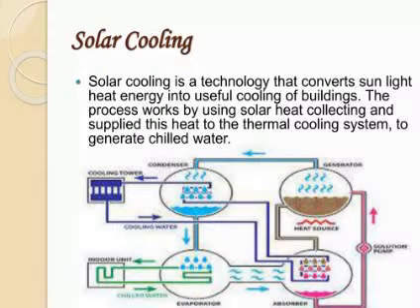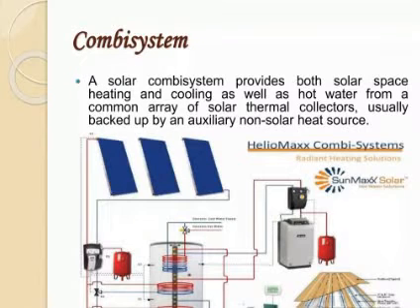Solar cooling. Solar cooling is a technology that converts sunlight heat energy into useful cooling of buildings. The process works by using solar heat collectors and supplying this heat to the thermal cooling system to generate chilled water. Combi system. A solar combi system provides both solar space heating and cooling as well as hot water from a common array of solar thermal collectors, usually backed up by an auxiliary non-solar heat source.